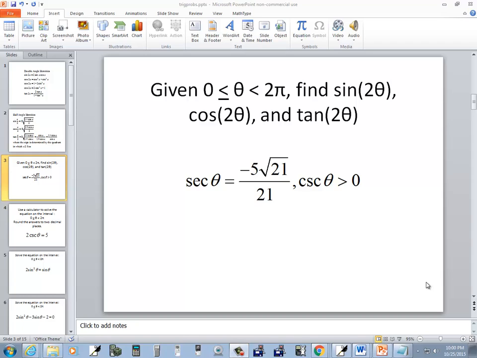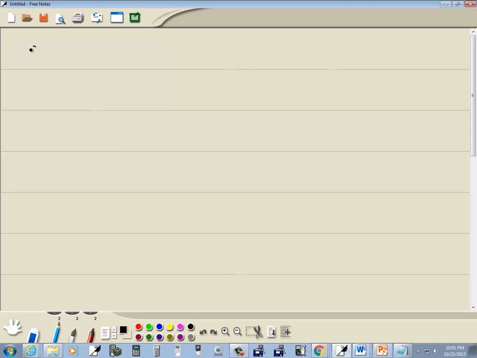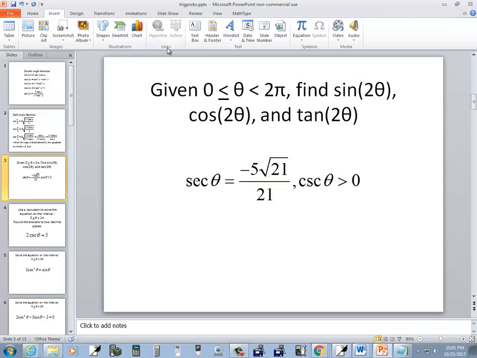Given theta is between 0 and 2 pi, we'll want to find sine of 2 theta, cosine of 2 theta, tangent of 2 theta. Given secant theta is equal to negative 5 square root of 21 over 21, and cosecant theta is greater than 0.